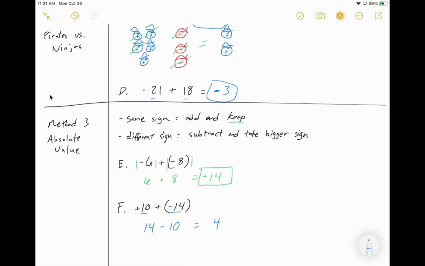All right, thank you guys. Those are put in a chat. Thank you. Right, there's 4 more negative guys, right? So the answer is negative 4. That makes sense? Right? Don't they win? Right? If 10 pirates got in a fight with 14 ninjas, wouldn't the ninjas have more people at the end? Okay.